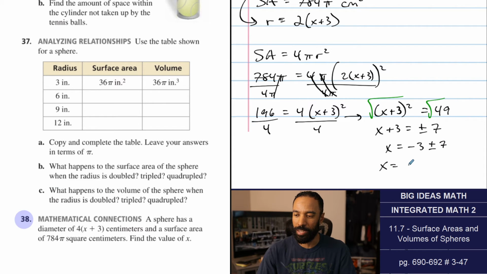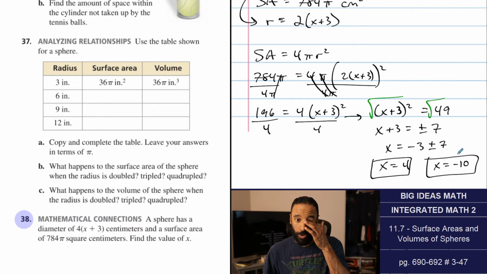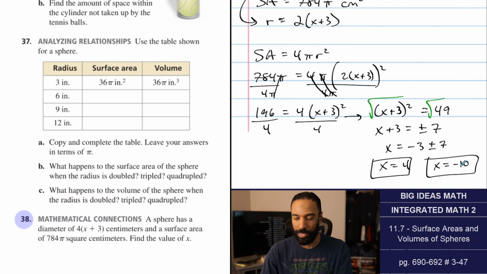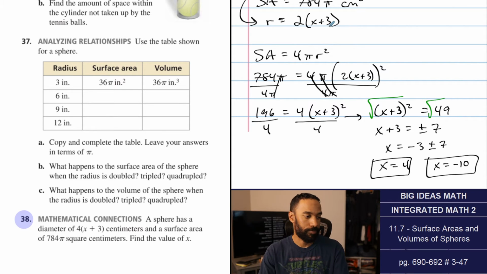Negative 3 plus 7 is 4. Negative 3 minus 7 is negative 10. So those are the two different answers here. But because the diameter is 4 times x plus 3 and the radius is 2 times x plus 3, negative 10 can't apply to this. Negative 10 would give you a negative result, and we can't do that. 4 should be fine. 2 times 4 plus 3, that's 14. And 4 times 4 plus 3 is 28. And that should probably give you that surface area answer. So I'm going to trust that x equals 4 is the one that we needed, and we're all good.